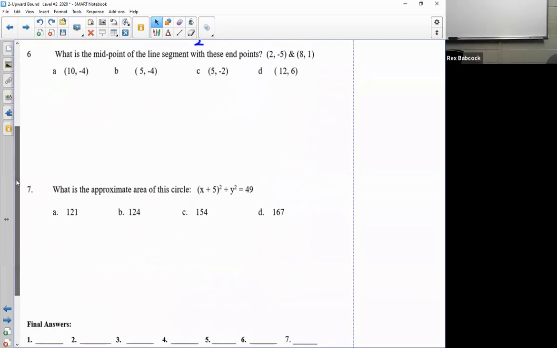What's the midpoint of the line segment with these points? Go ahead and do it. Everybody do it. Let's take about 30 seconds. See if you can do it without me telling you.